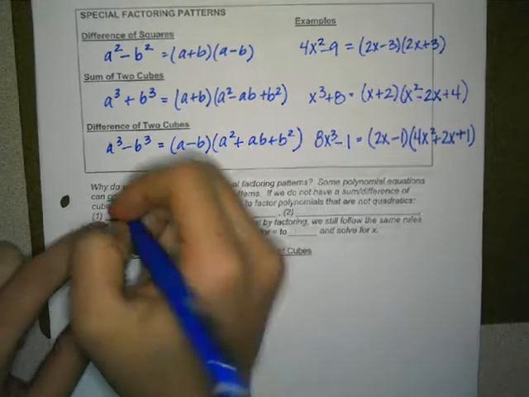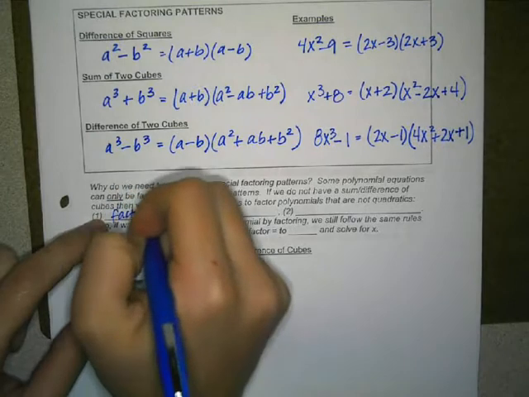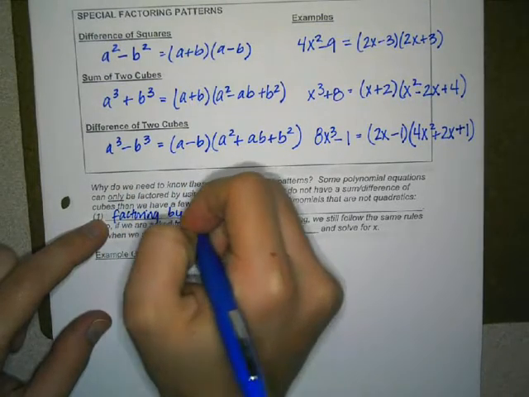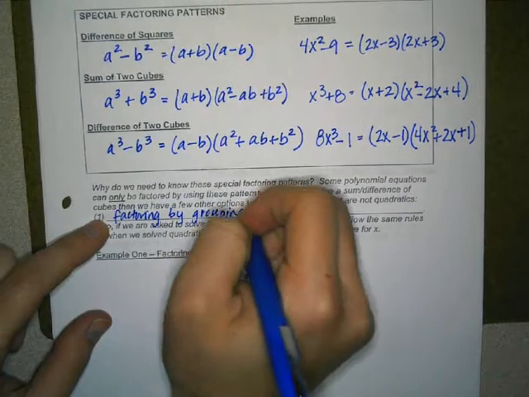The first one's called factoring by grouping, which is if you have 4 terms, you group the first 2, group the last 2.